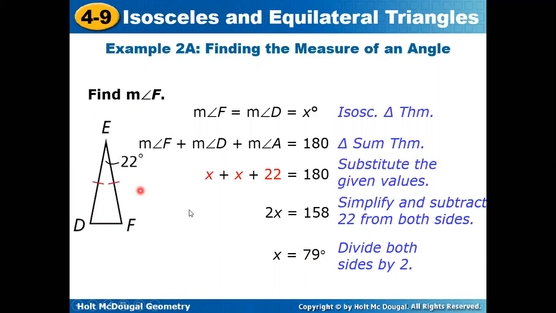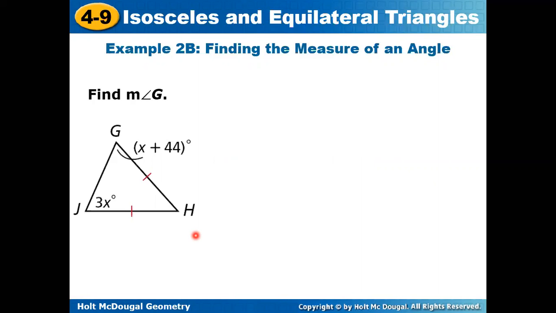Also, you can solve this question in one step. If you want to find the base angle of an isosceles triangle, you can write it in one step. How? You can write 180 minus the vertex angle 22, all over 2. Again, 180 minus the vertex angle 22, all over 2. It will be 79.